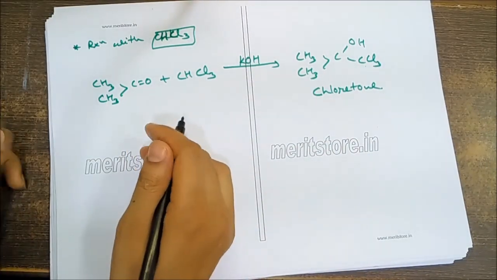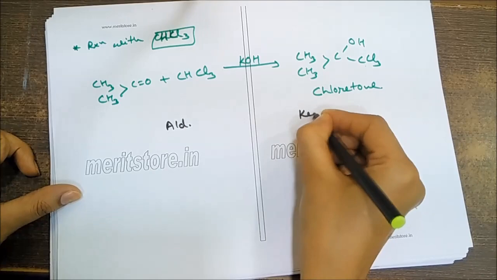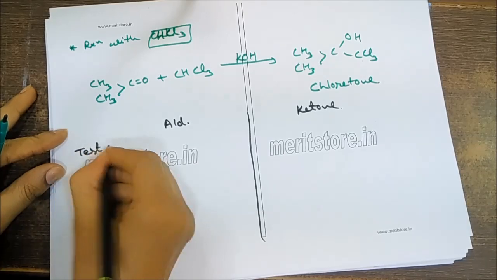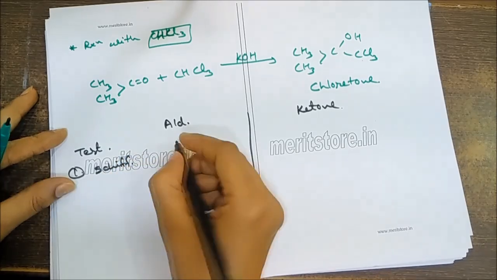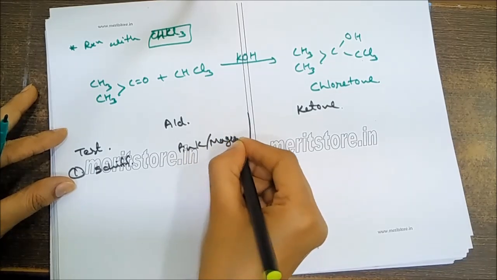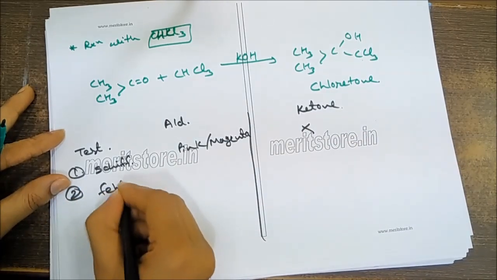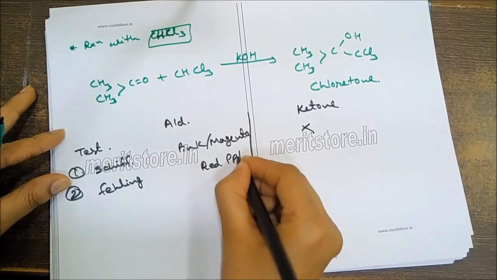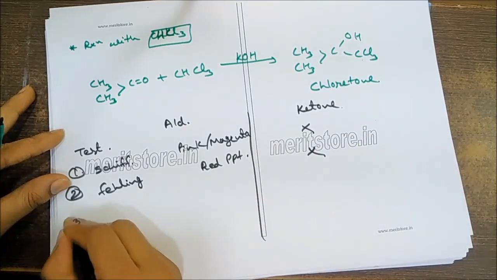Now we can differentiate between aldehyde and ketones. We will test with first Schiff reagent. It will give pink or magenta color, and ketone will not give. Now next, Fehling solution. It will give red precipitate, but ketone will not give the red precipitate, or it will not undergo this reaction.